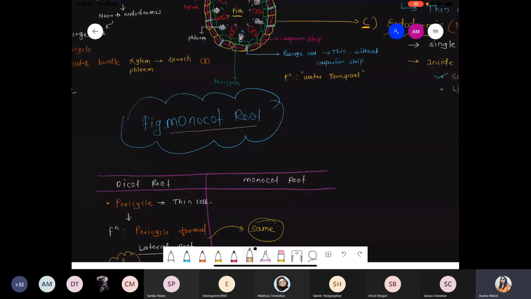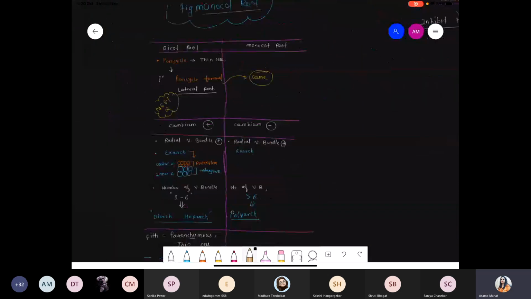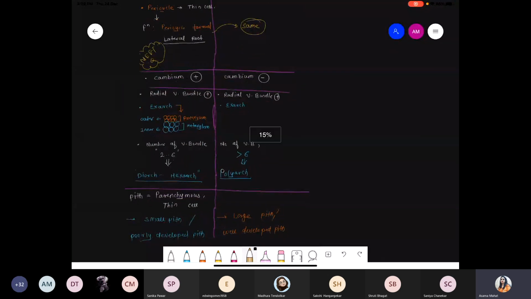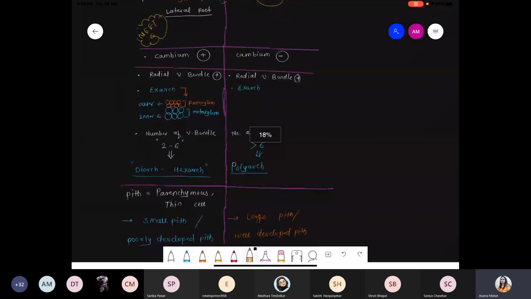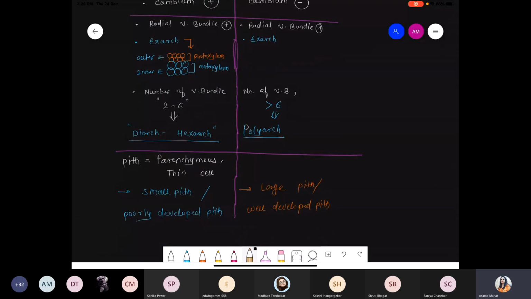Okay, so these are the diagrammatic representation for the monocot root. So just quickly check, these are exactly the differences between the dicot and the monocot: with respect to cambium present, cambium absent; vascular bundle in case of the dicot is 2 to 6, in case of the monocot more than 6; pith basically small size in case of the dicot, while in case of the monocot pith is large in size.